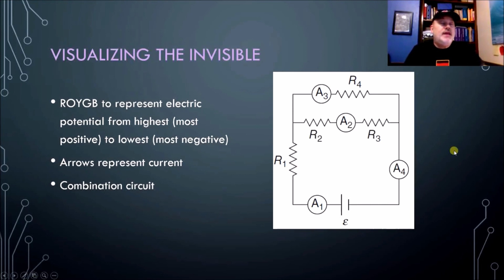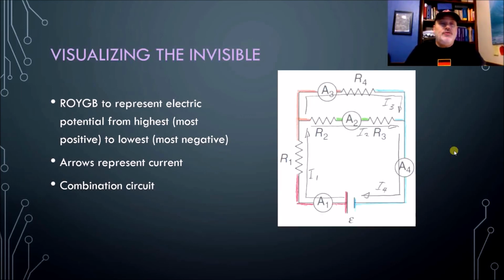If we have a combination circuit like this, then it gets a little more complicated, but the rules that we just learned for series and parallel still are in play. So if we color this circuit and draw the arrows, you'll see that there is a current that comes out of the battery on the left side, passes through resistor 1. It splits into two parts.